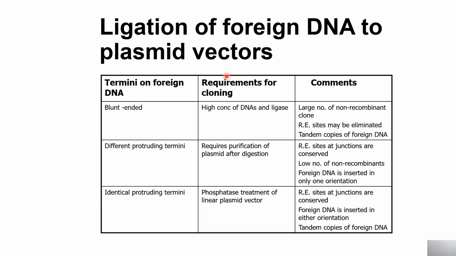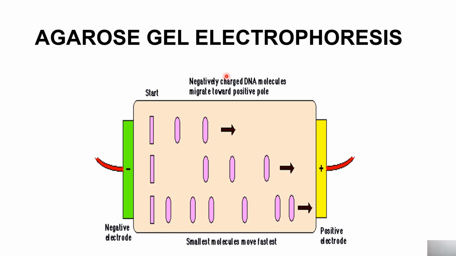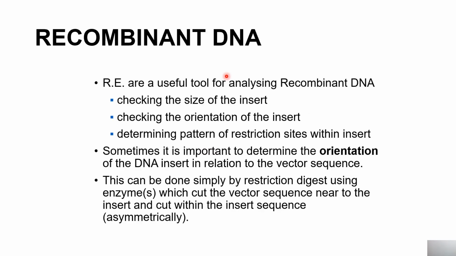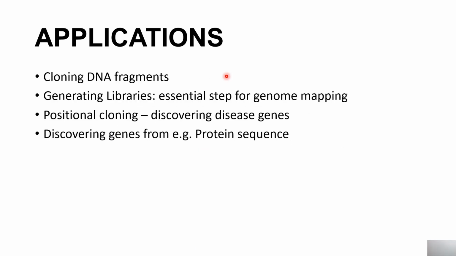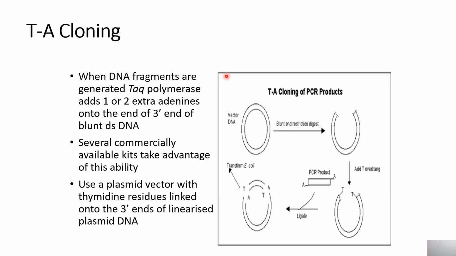If you have blunt ends, it's actually difficult for cloning, so you need a high concentration of DNA and ligases. If you have different protruding termini, that requires purification of the plasmid after digestion. And if you have identical protruding termini, then phosphatase treatment of the linearized plasmid vector works. We talked about all of these.